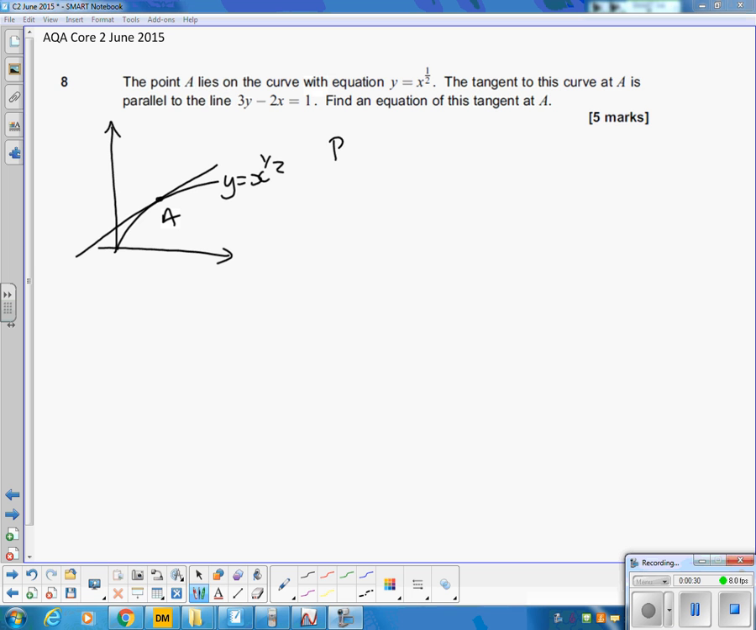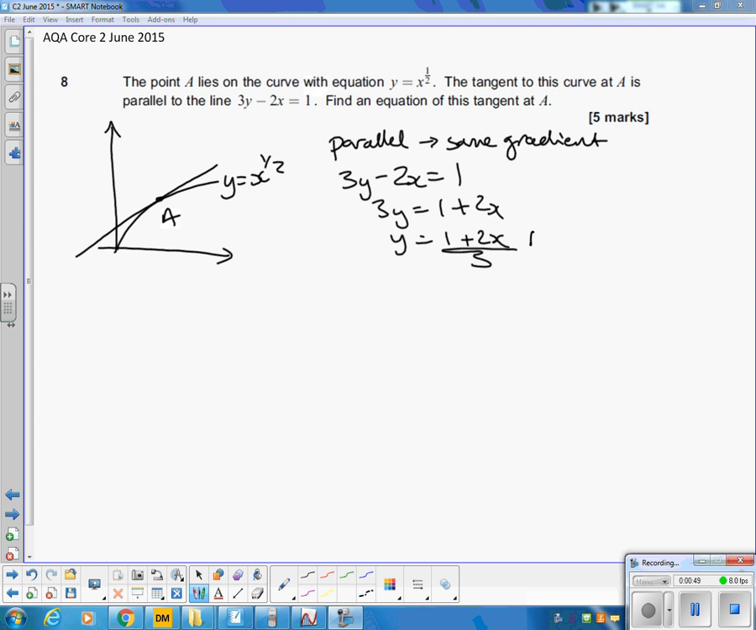Right, so what does parallel mean? Parallel means it has the same gradient. So first of all, let's find out what the gradient of this tangent is. So 3y minus 2x equals 1. We can rearrange that and we can get y equals (1 plus 2x) divided by 3. So the gradient is 2/3. Okay, so that's going to be the gradient of our tangent.